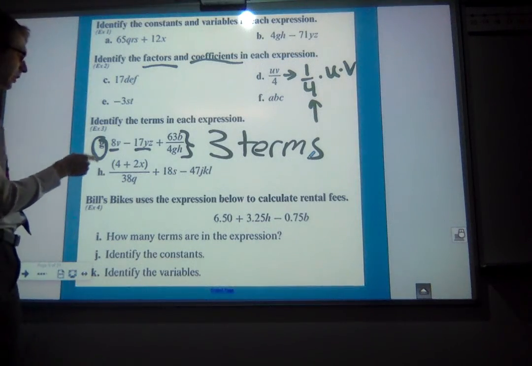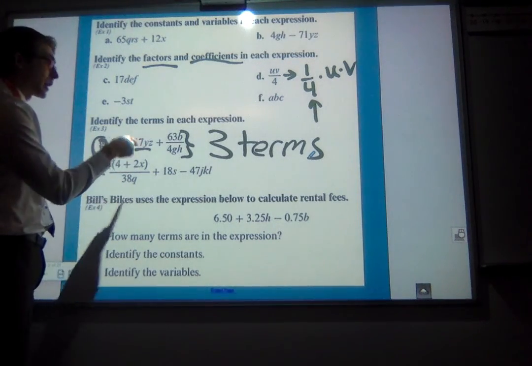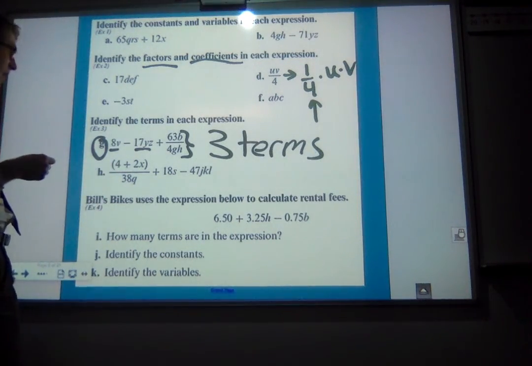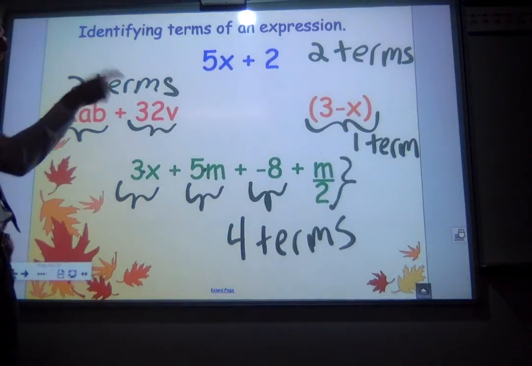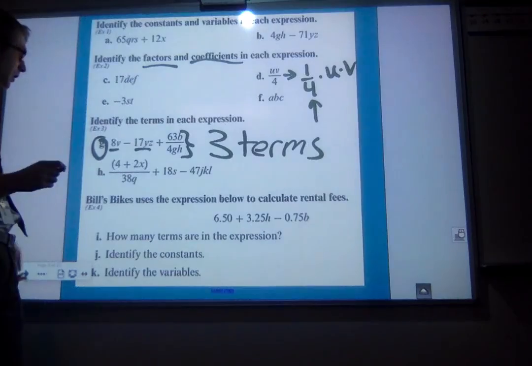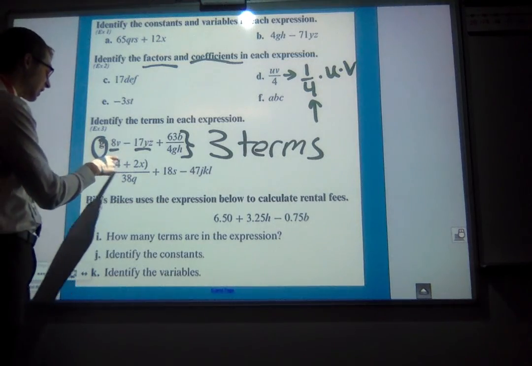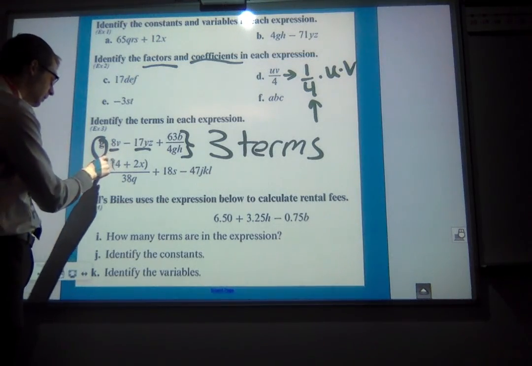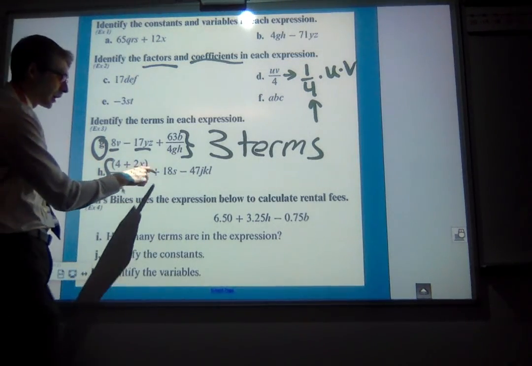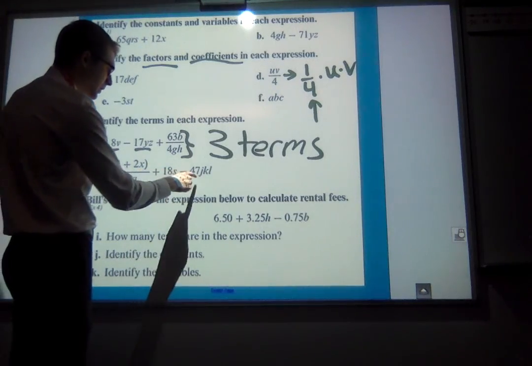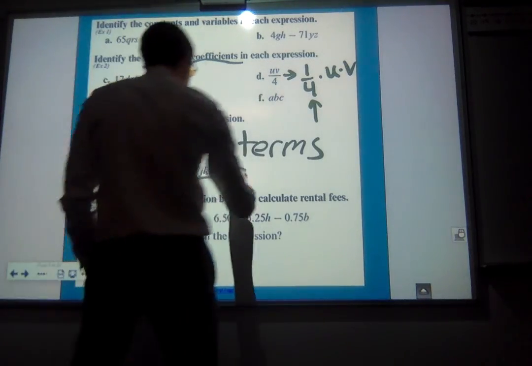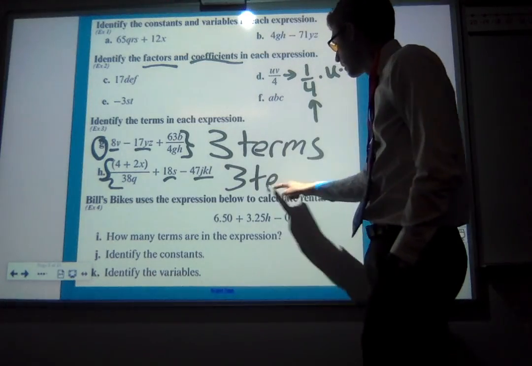All right, looking down here, we see 4 plus 2x, but it's in parentheses. So going back to our last slide, we remember that 3 minus x, that's one term, it's in parentheses. So here, this all is going to be one term. So this whole thing is one term. And then plus 18s minus 47jkl. So here, we also have 3 terms.